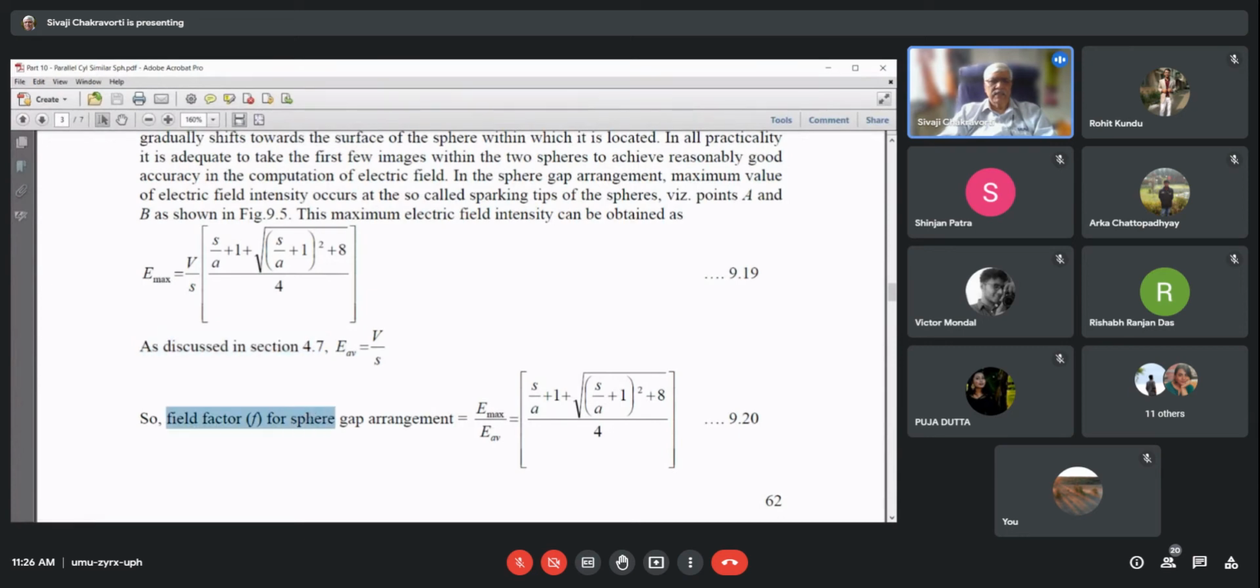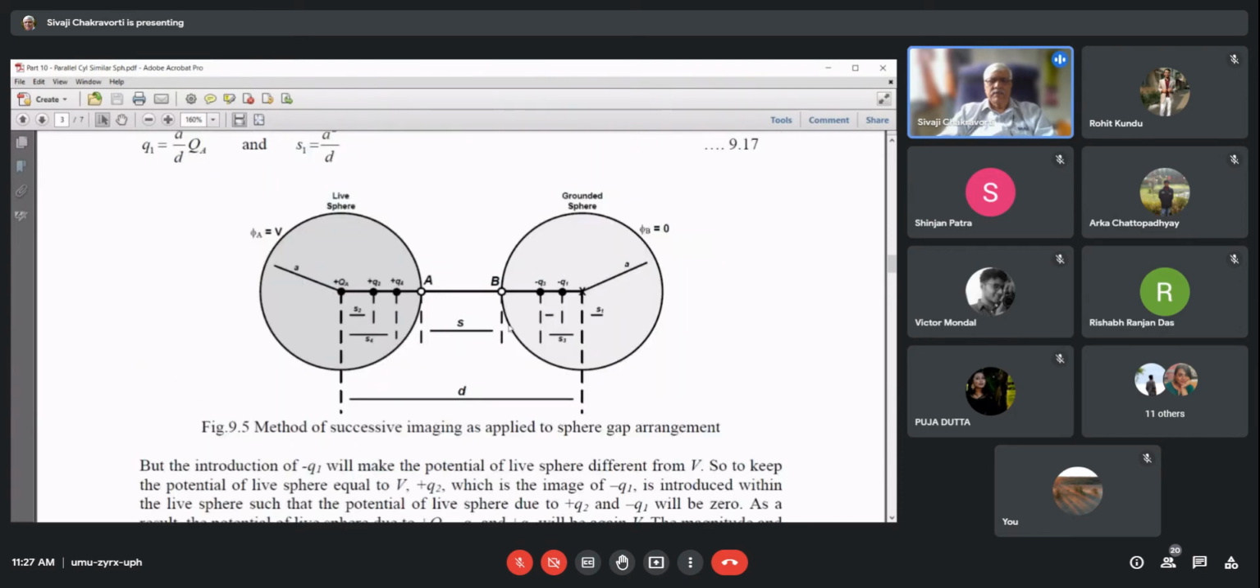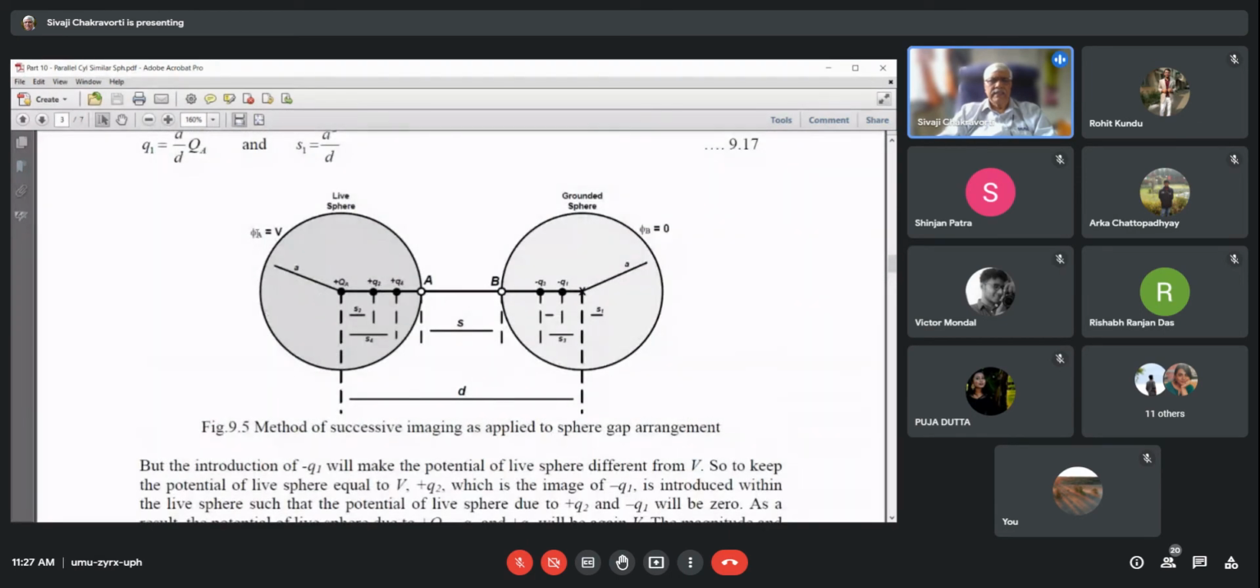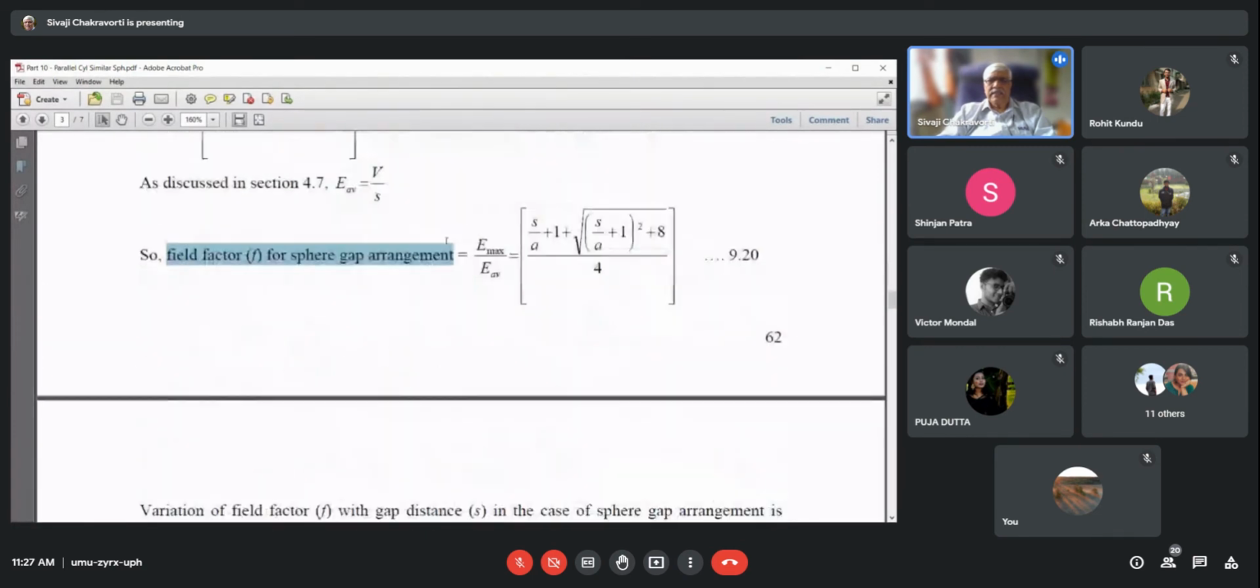So the field factor for the sphere gap arrangement, we can get it as this expression 9.20. And in this expression, you can see what we have. We have S. What is S? S is the sphere gap distance between the two spheres. And then what do we have? A. And what is A? A is the radius of the sphere. So you can clearly see that this is a function of the ratio of the gap distance and the radius of the sphere.